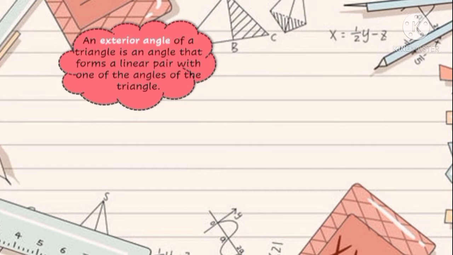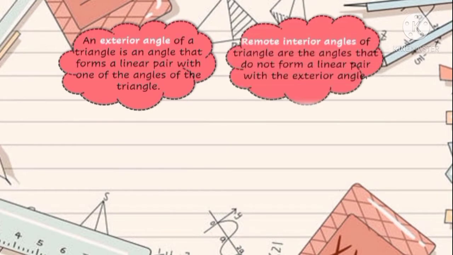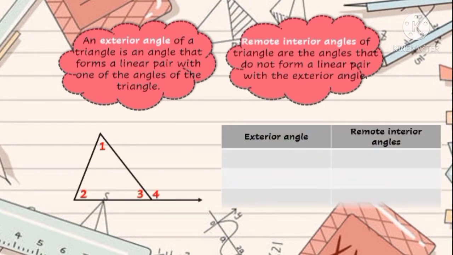An exterior angle of a triangle is an angle that forms a linear pair with one of the angles of the triangle, while ang remote interior angles ng triangle are the angles that do not form a linear pair with the exterior angle. Halimbawa, sa given figure na ito, ang interior angles ng nabuong triangle ay 1, 2, 3.